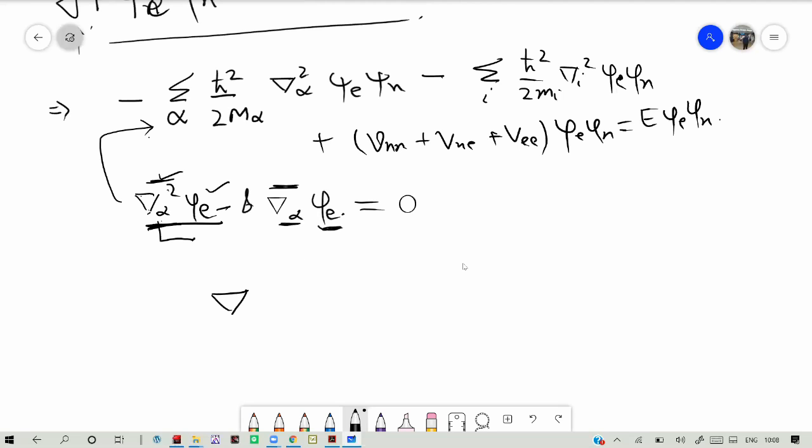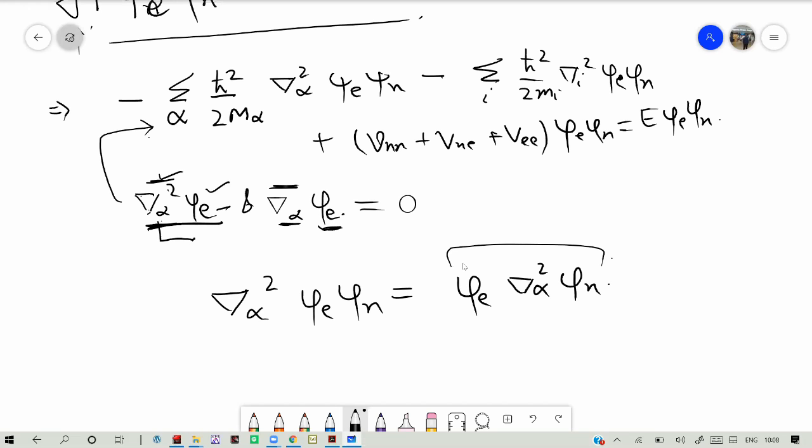I can write then delta square alpha psi e psi n can be written as, because we have already seen in the first step that we treat the nuclear wave function as a parameter, simple parameter. So I can write it as this.